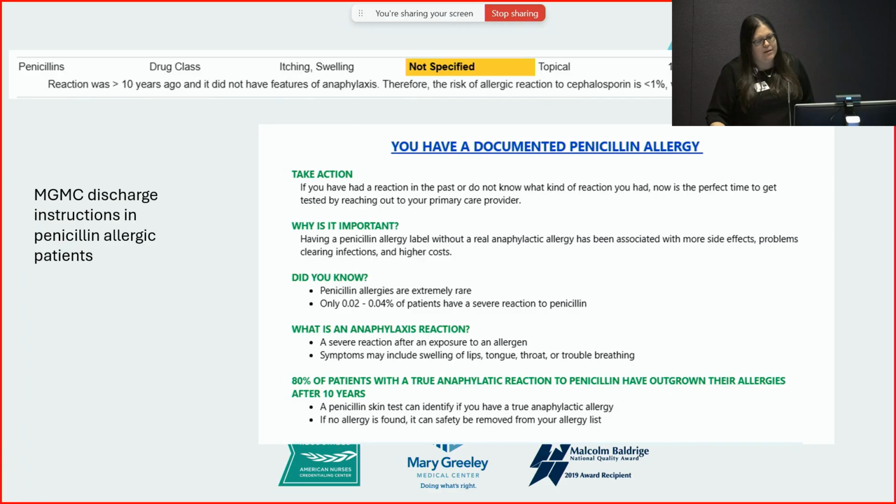And newly at Mary Greeley, if a patient does report a penicillin allergy, on discharge instructions we give them a little more information on what that means to them and what they should do with that information.